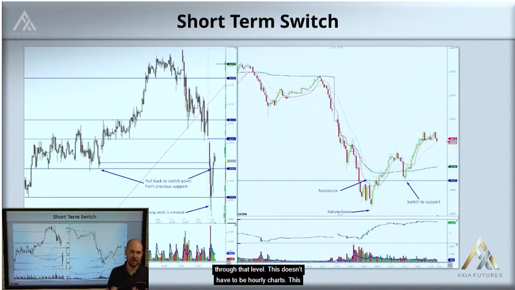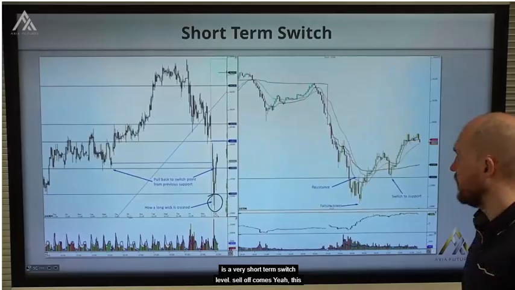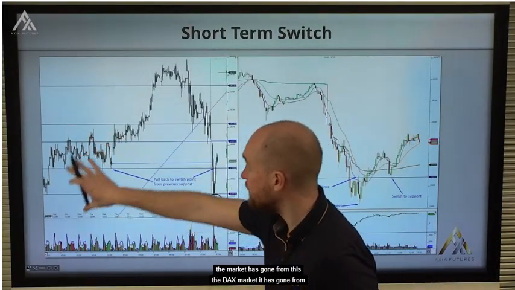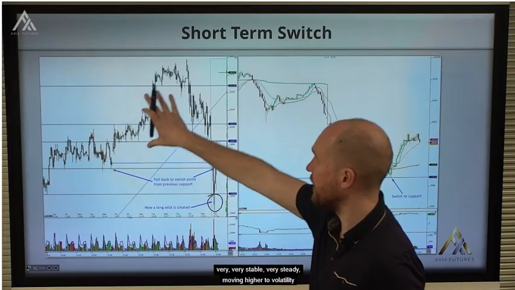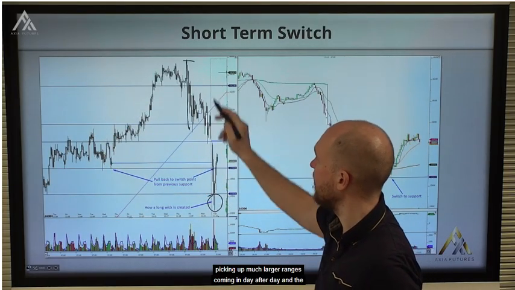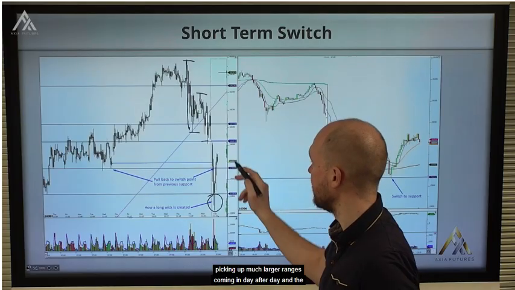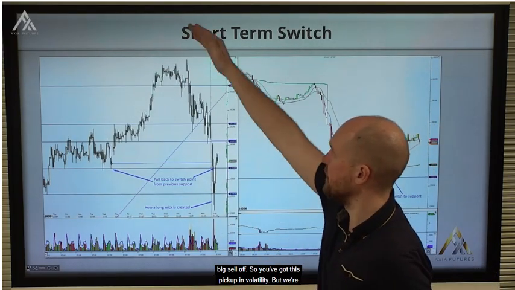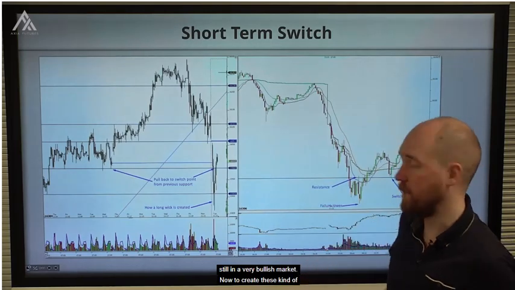This doesn't have to be hourly charts. This is how you get these kind of wicks on a candle created. This is a very short-term switch level. Sell-off comes, this is the DAX, a market that has gone from very, very stable, very steady, moving higher, to volatility picking up, much larger ranges coming in day after day here. And then you get a big sell-off. So you've got this pickup in volatility, but we're still in a very bullish market.